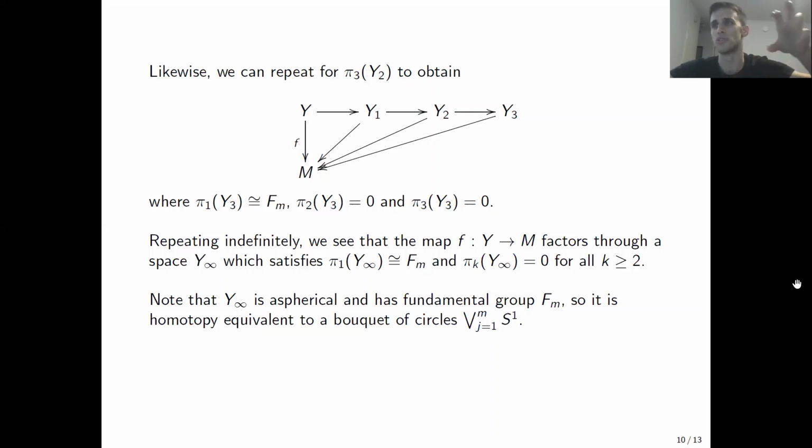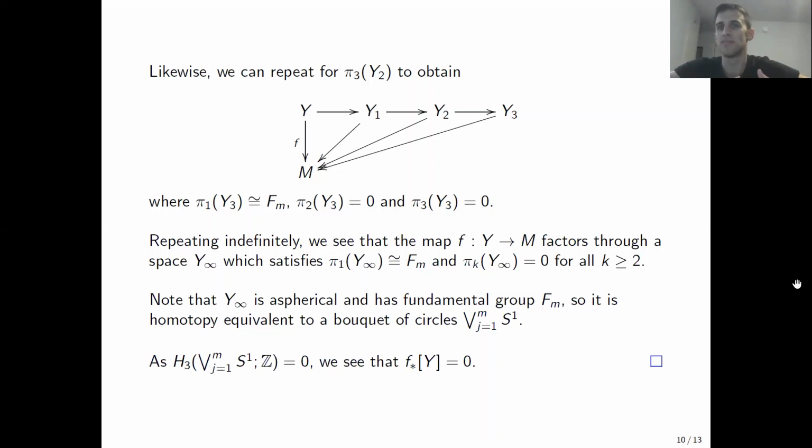So we're just gluing on disks. So this is a CW complex. So it's uniquely determined up to homotopy equivalence by its fundamental group. So any other aspherical space with the same fundamental group has to be homotopy equivalent. There's a particularly nice space with that fundamental group, which is aspherical, which is just a wedge of M circles. So it's a bouquet of circles. So we see that this space, Y infinity, is homotopy equivalent to this bouquet of circles.